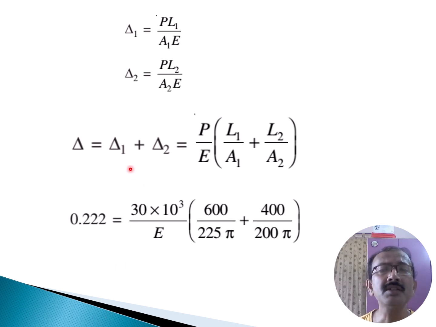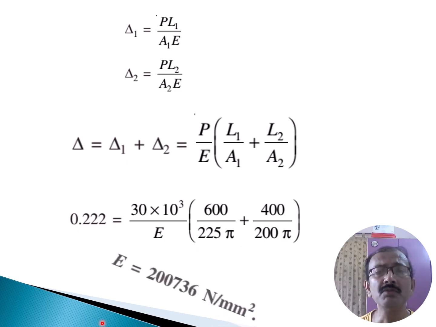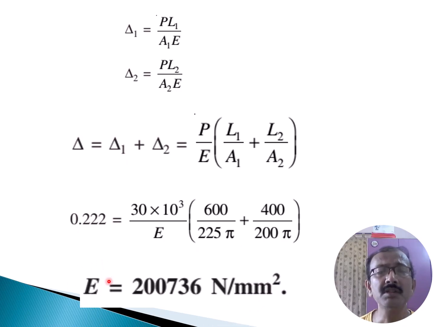So that is the final extension given in the problem. From this we get the value of E, the modulus of elasticity, as 0.00726 Newton per millimeter square.